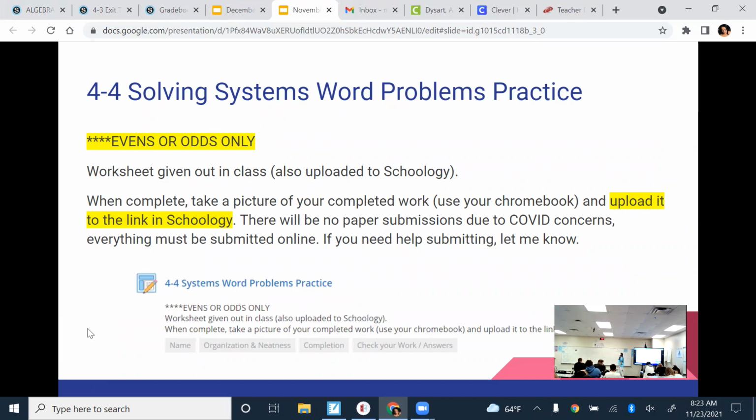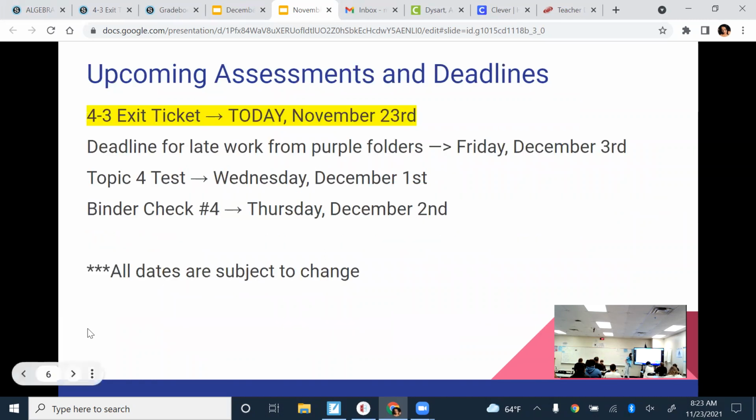The worksheet is on the back wall. I honestly don't know when I'll check it because I don't know if we'll have it done Monday. I really don't know. So just upload it to Schoology when you're finished. I know I won't be checking it today, so that's for sure. But have it done as soon as possible and upload it to the link in Schoology.